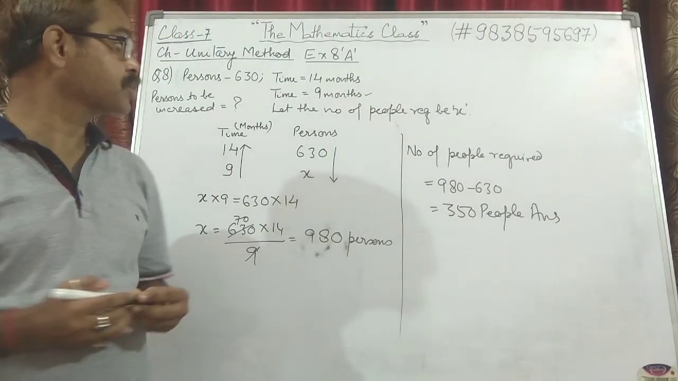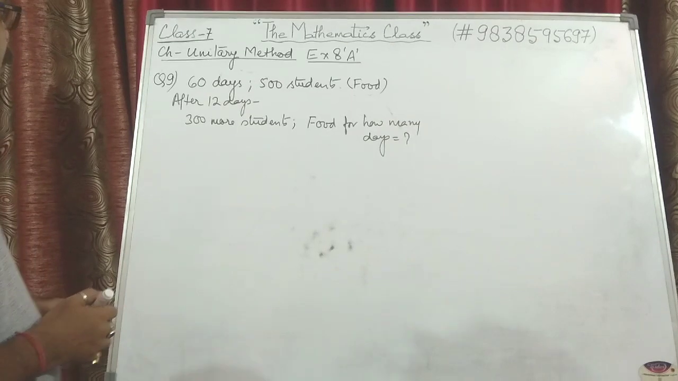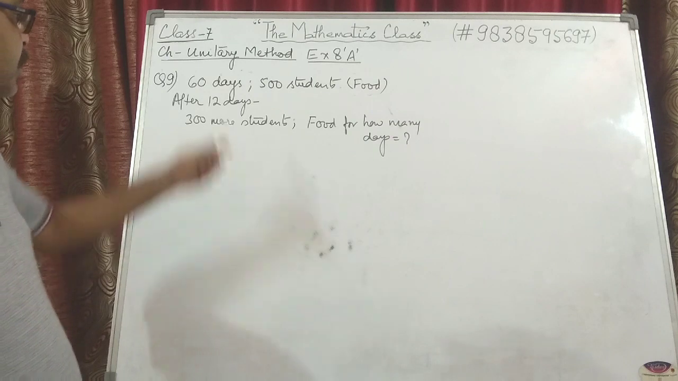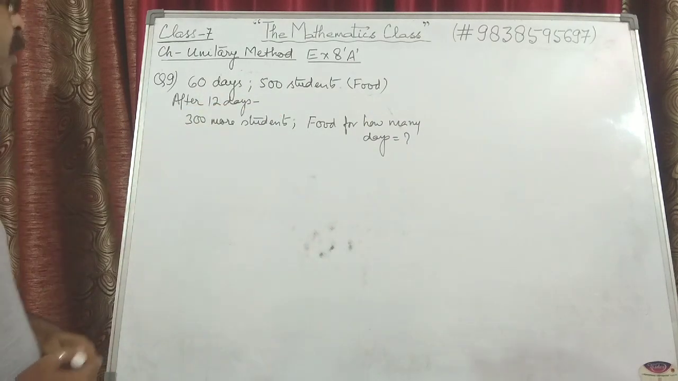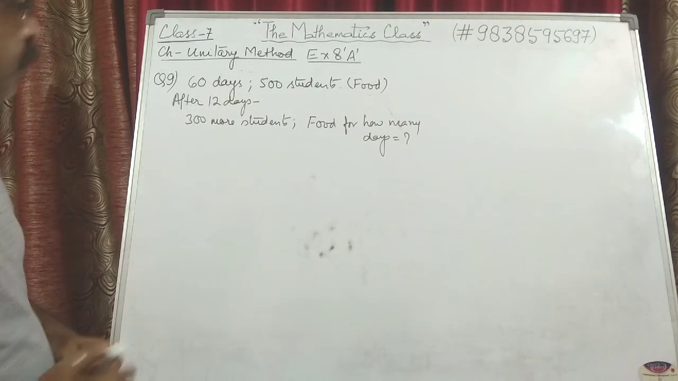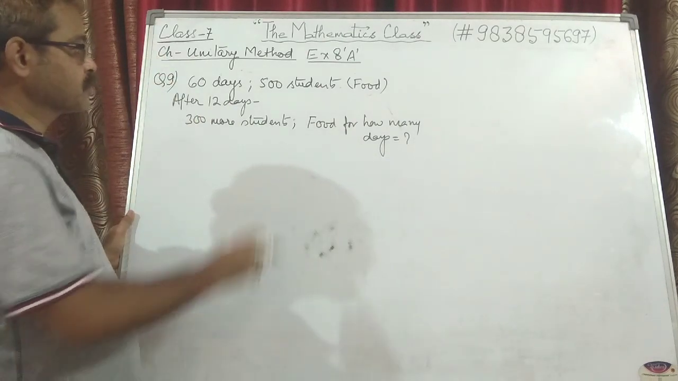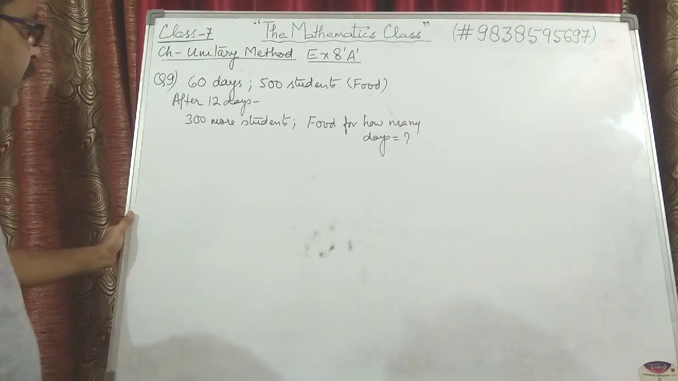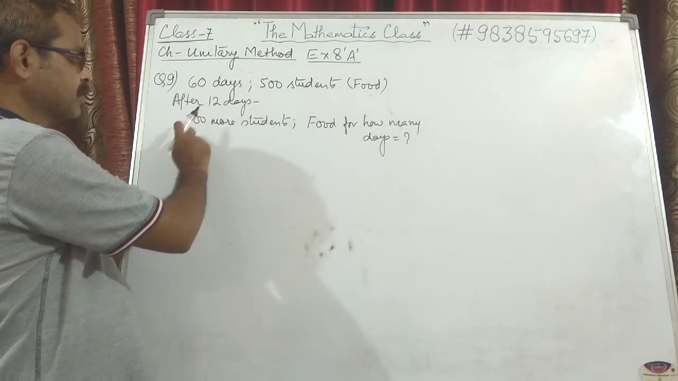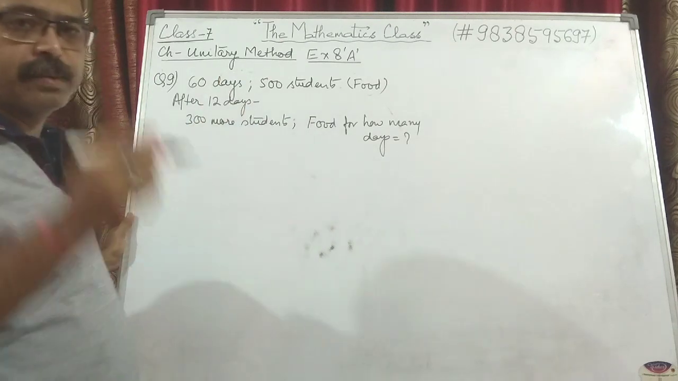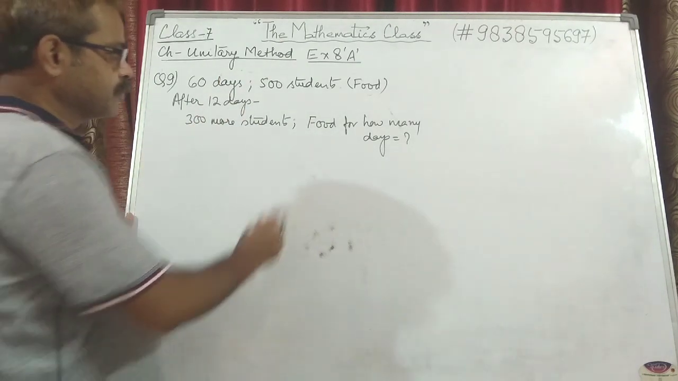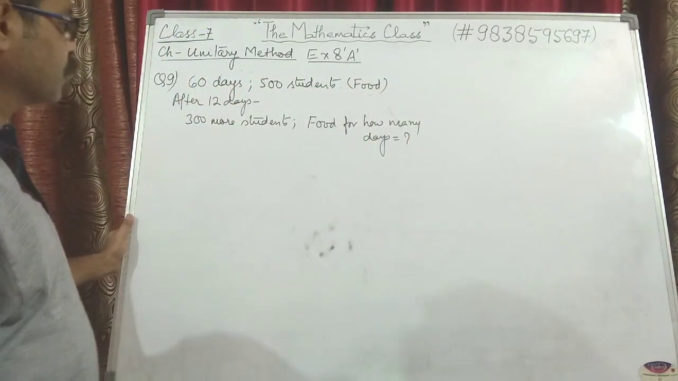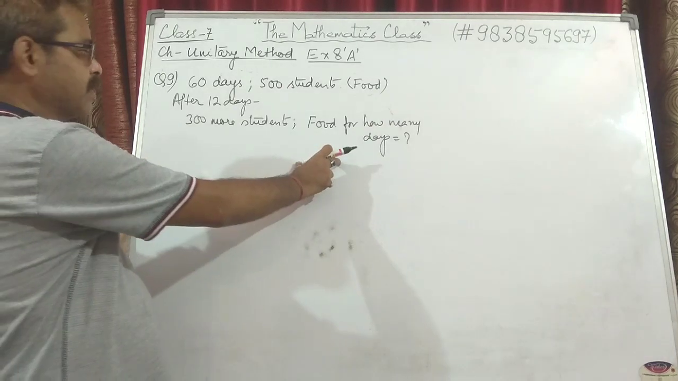Now we move on to question number 9. Question number 9 says a hostel had rations for 60 days for 500 students. It means in a hostel, the food was present for 500 students for 60 days. But what happened? After 12 days, 300 more students came into the same hostel. We have to find now for how many days the food is going to last. So we have to find the number of days.